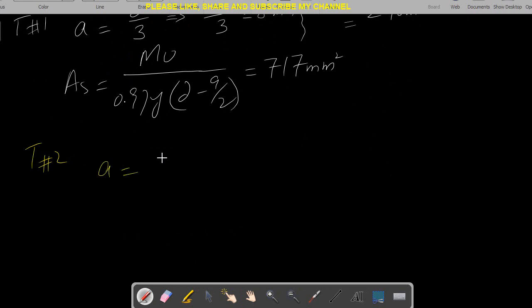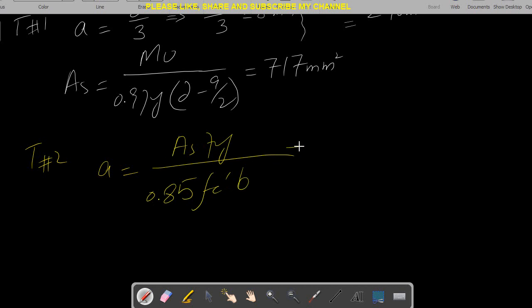I revise my a value. I will calculate the actual value, 0.85 fc prime into b. So from this I got the a value, 64 mm. And again I recalculate the area of steel by using this equation.